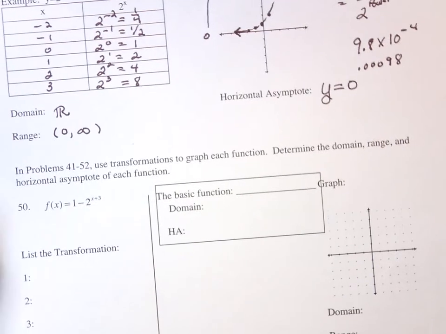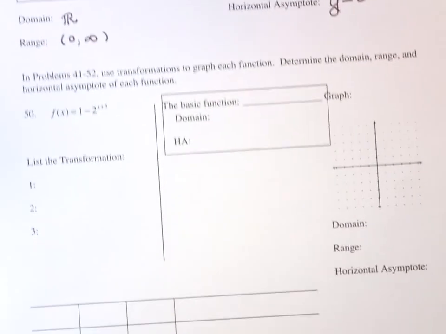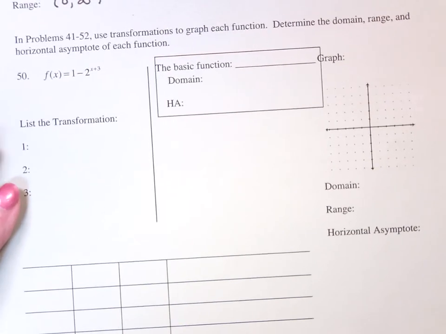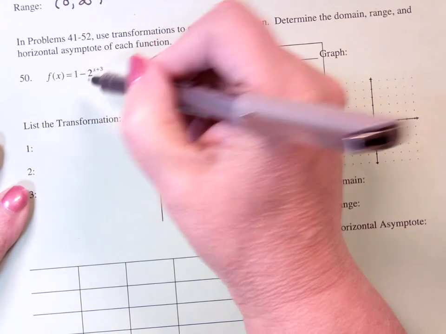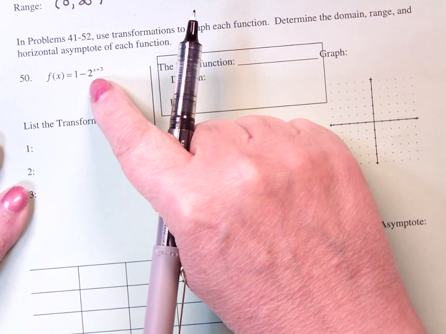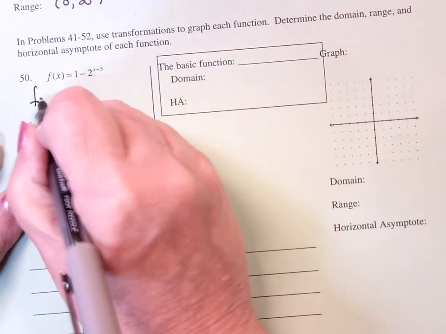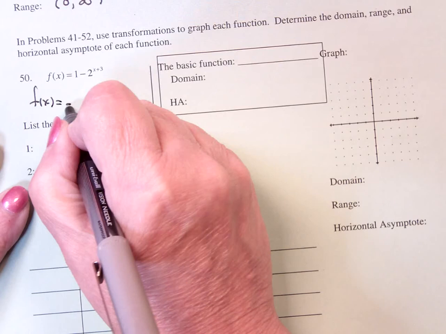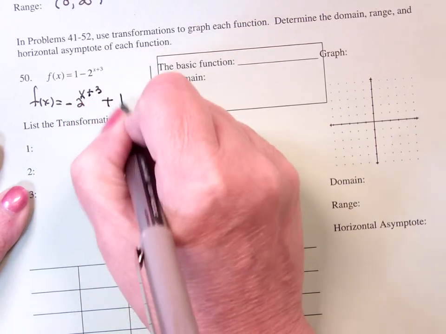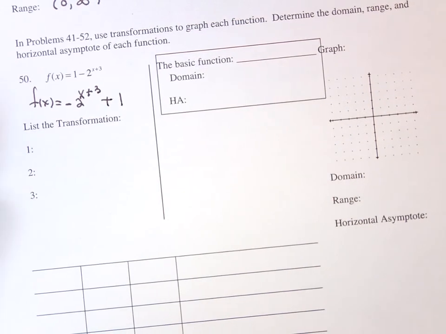Therefore, when I want to start to graph using transformations, the first thing I have to do is rewrite this function. This is not the way we're used to seeing it. We're used to seeing the function in front. The function is the exponential function, so that this becomes f of x equals negative 2 to the x plus 3 plus 1. That's the way we're used to seeing it, with the function in front and then the constant in the rear.